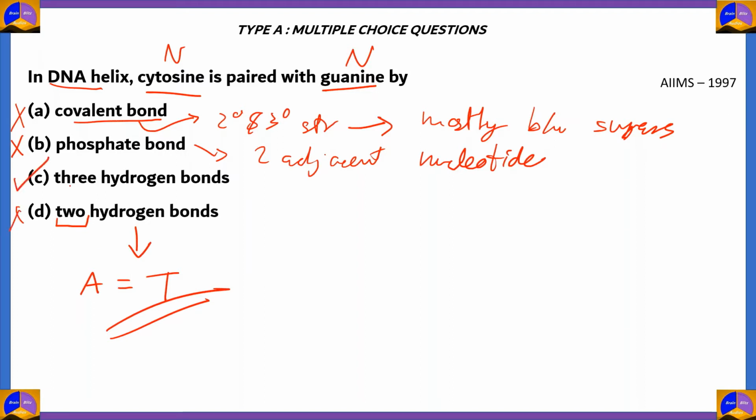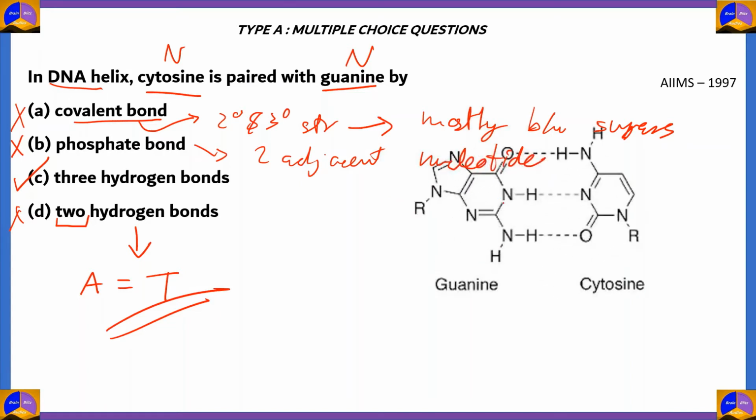The right answer is option C, 3 hydrogen bonds. Cytosine is paired with guanine by 3 hydrogen bonds in between them. Here's the structure: guanine having 3 bonds with cytosine. And that's why we have G triple bond C.